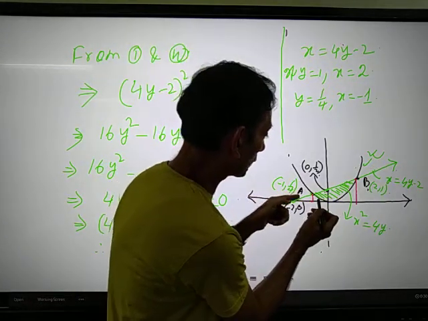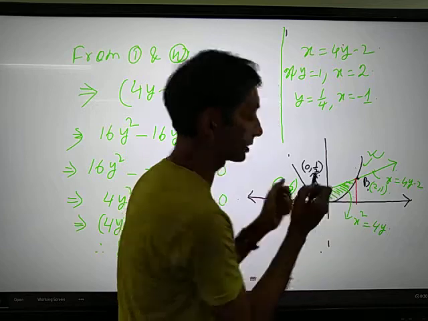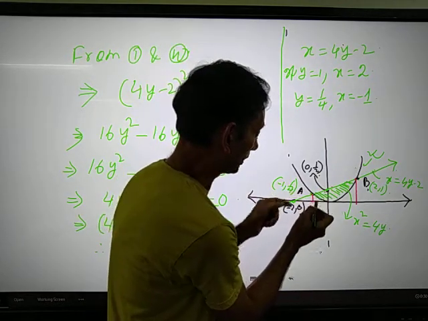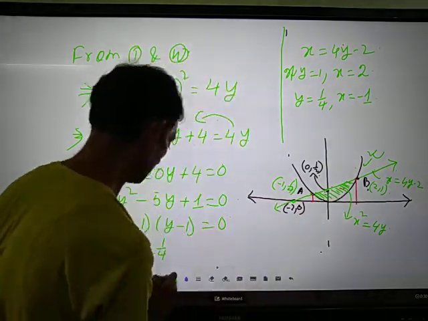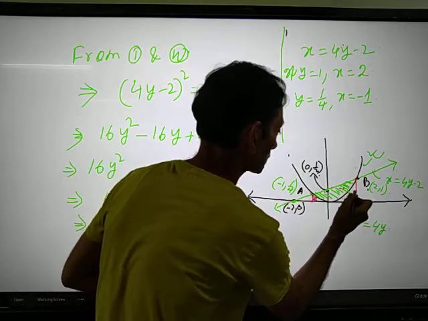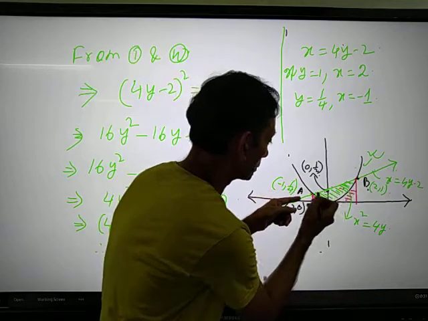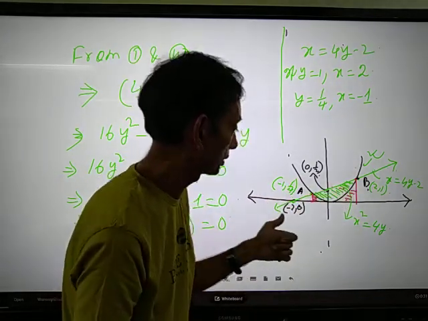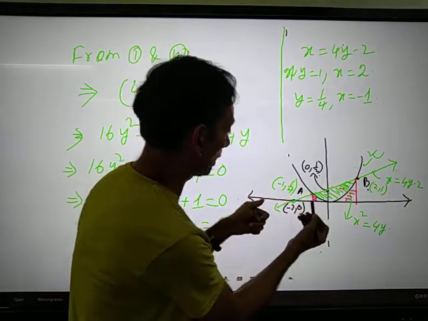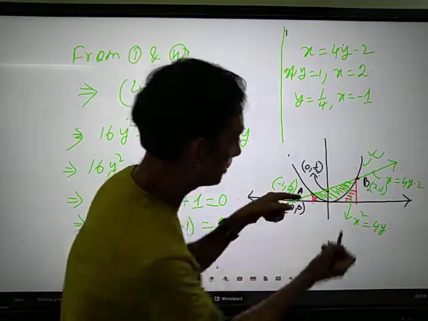Right? If you integrate from -1 to 2 bounded by this line, you will get the whole area, this portion along with this portion also. But we need only the shaded portion, that is the green colored shaded portion. So we'll first integrate from -1 to 2 bounded by the line.